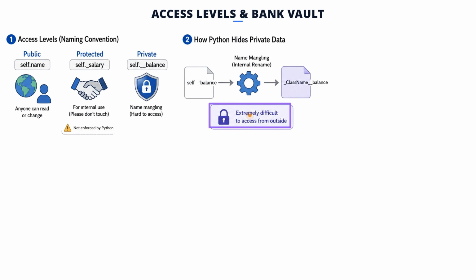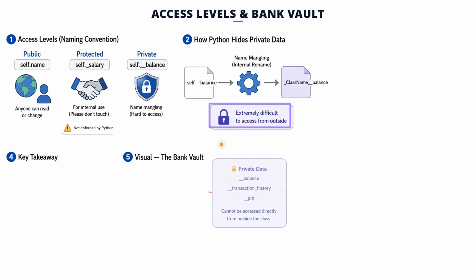To see this in action, let's look down here at our bank vault. In the center, we have this protected purple box representing our private data. Inside, we are storing sensitive items like the balance, transaction history, and PIN. These are totally blocked from direct access. What happens if someone tries to bypass the rules?